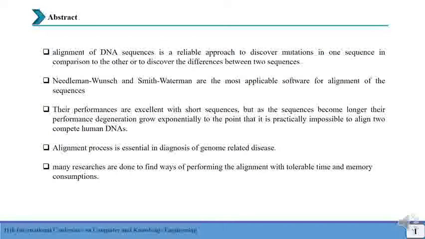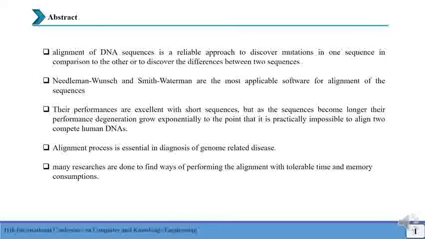Optimal alignment of DNA sequences is a reliable approach to discover mutations in one sequence in comparison to the other, or to discover the differences between two sequences. Needleman-Wunsch and Smith-Waterman are the most applicable algorithms for alignment of sequences. Their performance is excellent with short sequences, but as the sequences become longer, their performance degeneration grows exponentially to the point that it is practically impossible to align complete human DNAs.